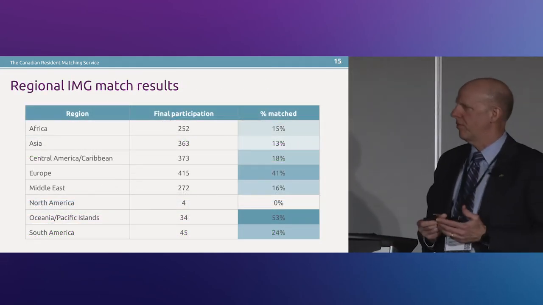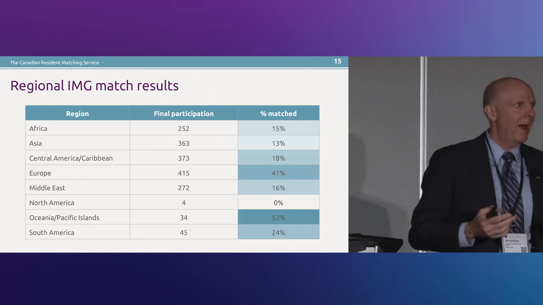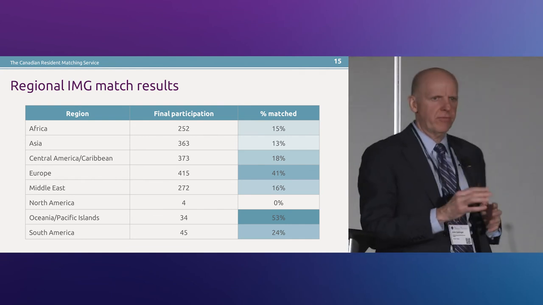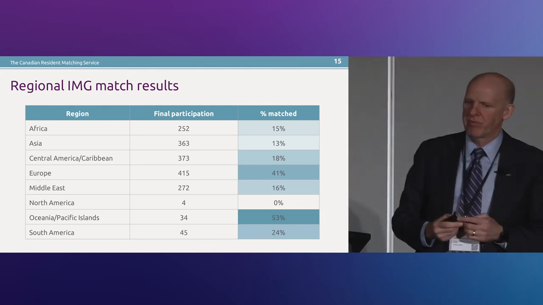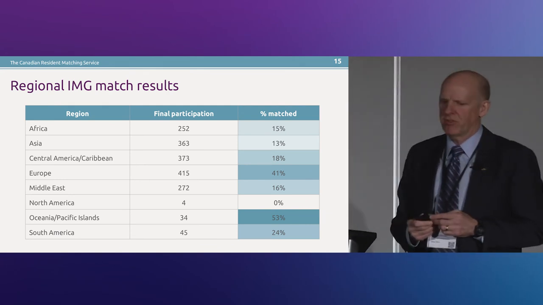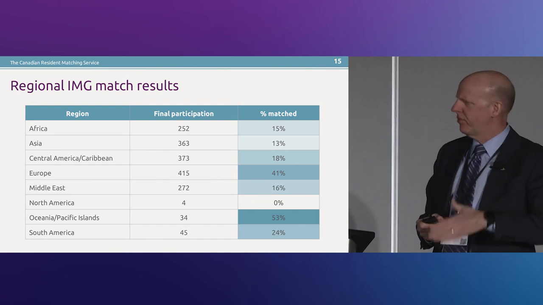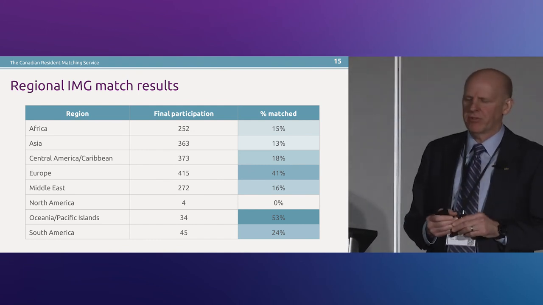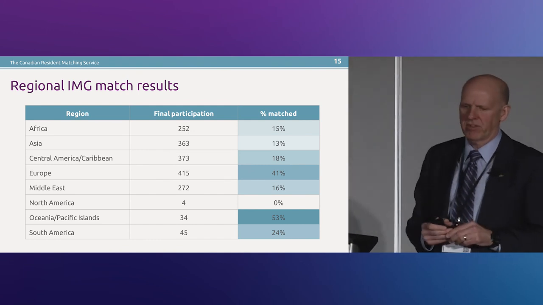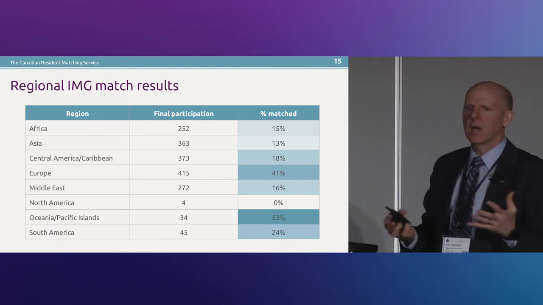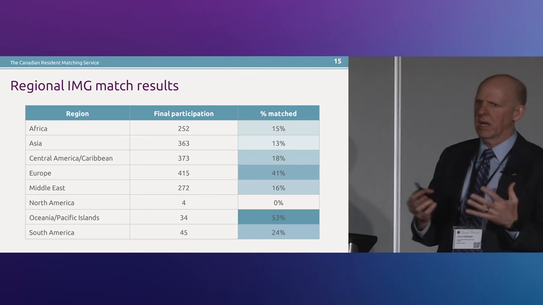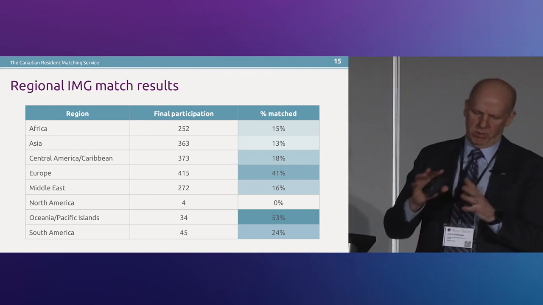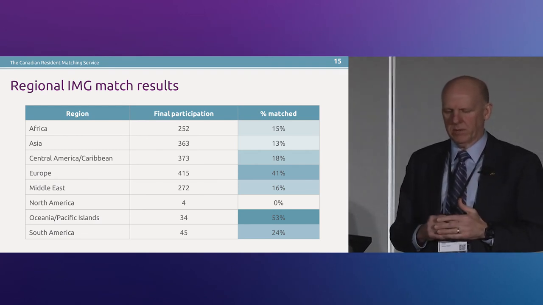This is a view of the match results, so the percent match based on different parts of the world and where they've graduated medical school from. It gives you final participation numbers and some quite varying percentages of match success rate, a high of 41 in Europe. I can tell you that Europe, by and large, is the UK.